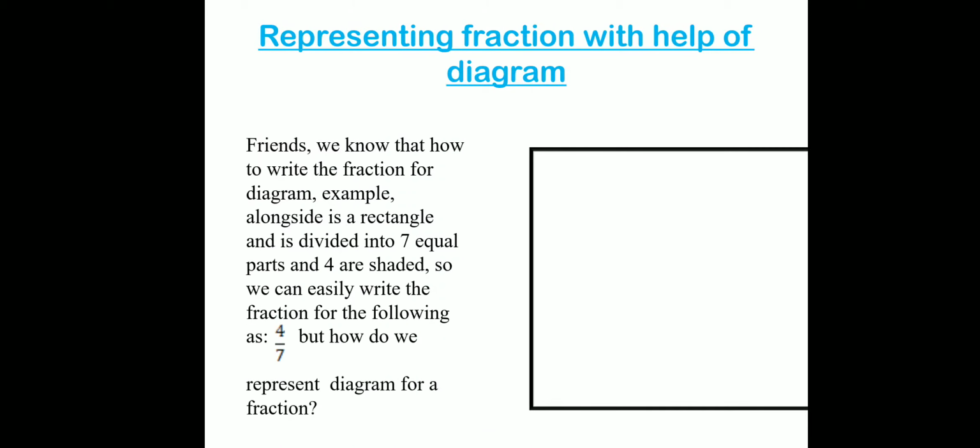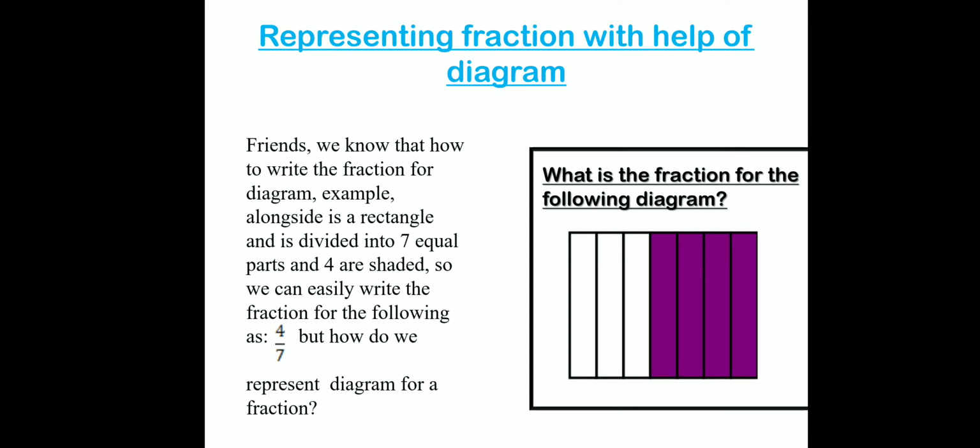Okay, so friends, we know how to write the fraction for a diagram. Example, a rectangle is divided into 7 equal parts and 4 are shaded. So we can easily write the fraction for the following as 4 by 7. So friends, here is a rectangle divided into 7 equal parts and 4 are shaded. If I tell you to write the fraction for this diagram, then you can easily write it as 4 by 7 because 7 are equal parts and 4 are shaded, right?